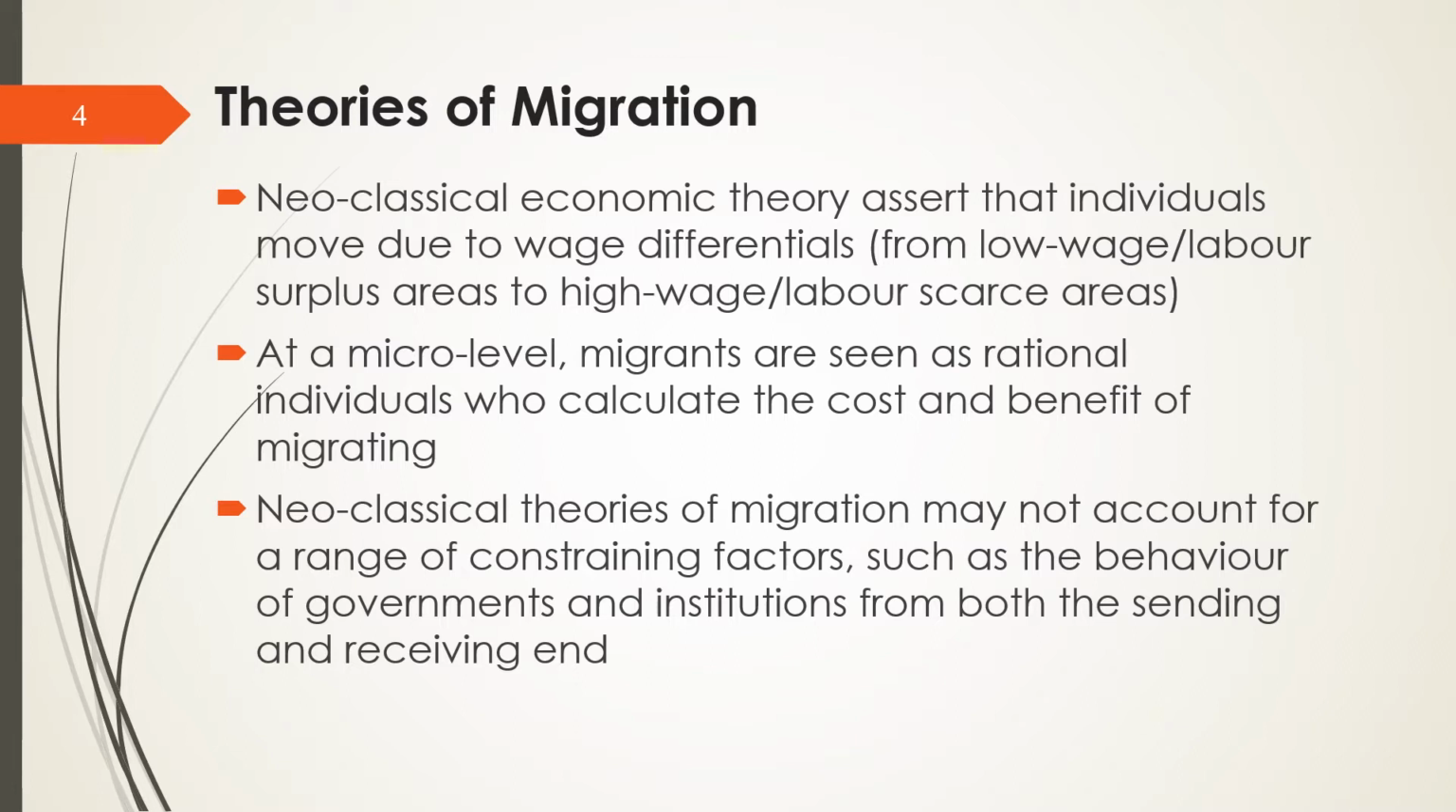At a micro level, migrants are seen as rational individuals who calculate the cost and benefit of migrating. Migrants would migrate to places where they're able to generate the highest income and be the most productive. And of course, this is assuming perfect information. This linear progression of development and migration is best represented by the Harris-Todaro model.